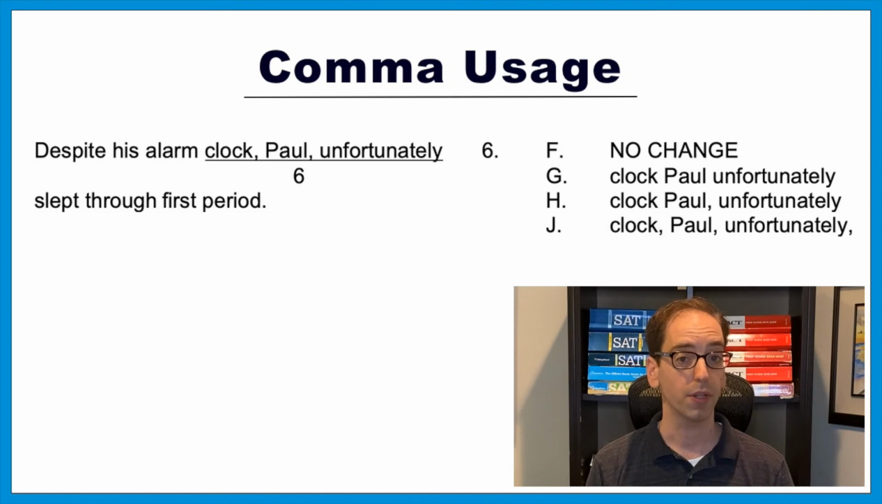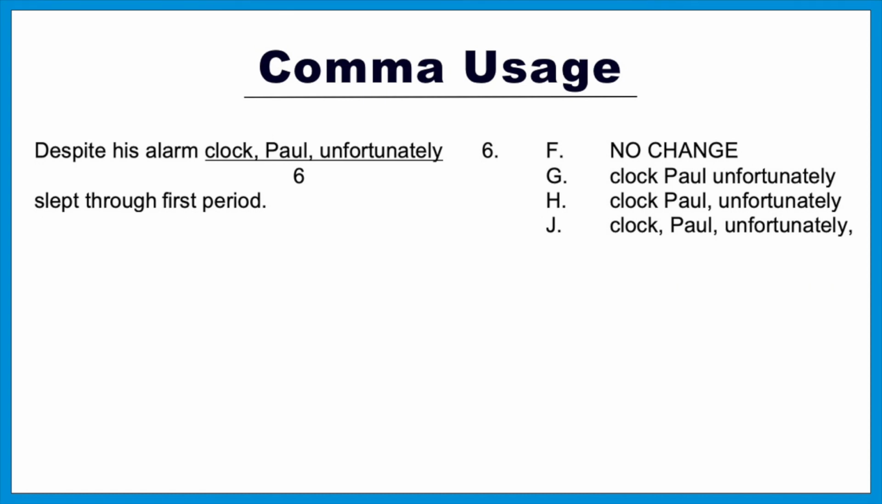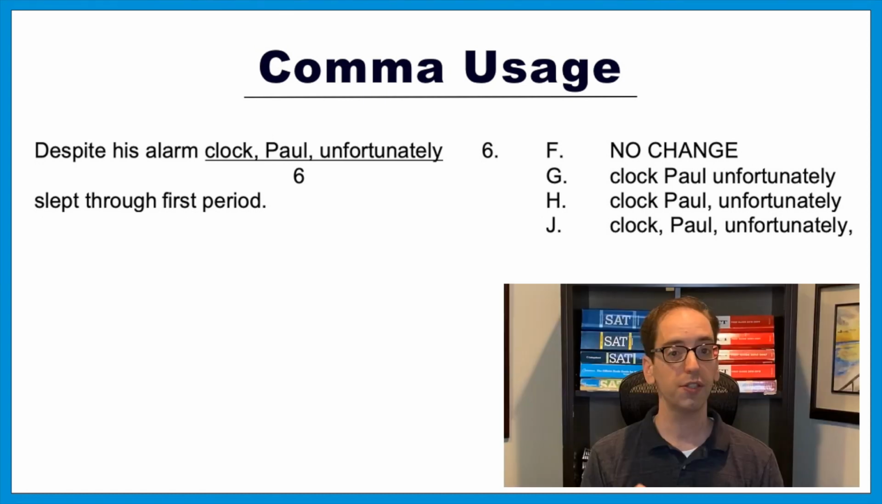Let's see how this looks on a question. Despite his alarm clock, Paul, unfortunately, slept through first period. Press pause, give it a shot. This is similar to the Scott question. It looks like those first two commas are separating the word Paul, but we need the word Paul. He's the subject doing the action. That first comma is actually separating the introduction. Despite his alarm clock is just a little intro that we don't need.